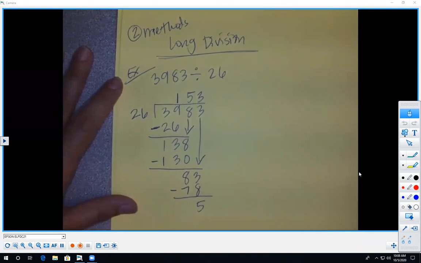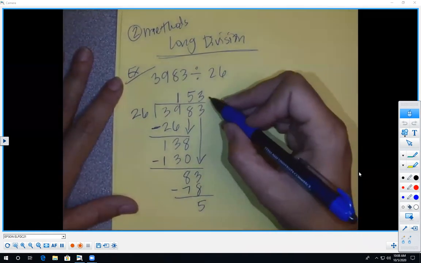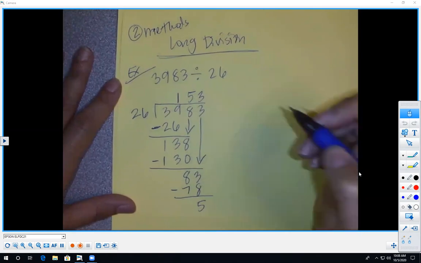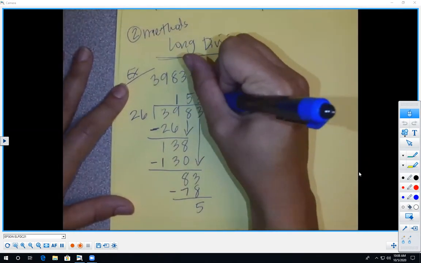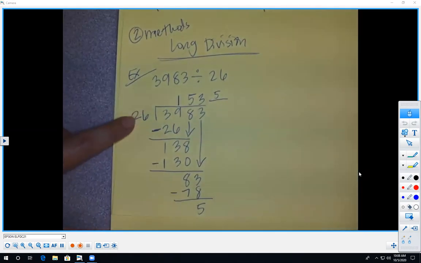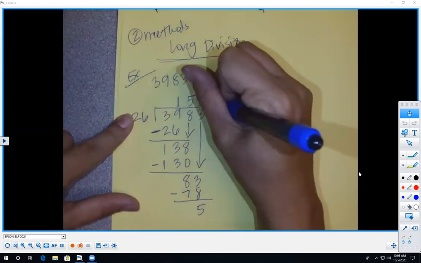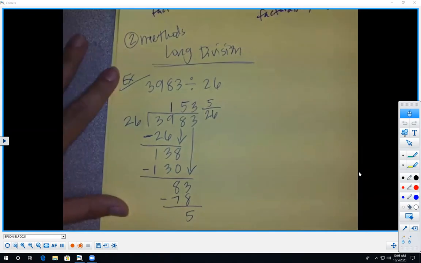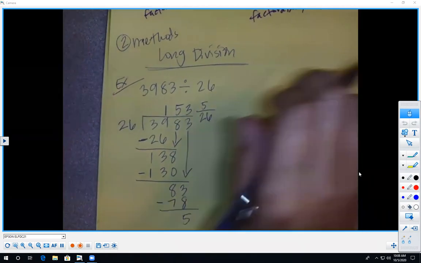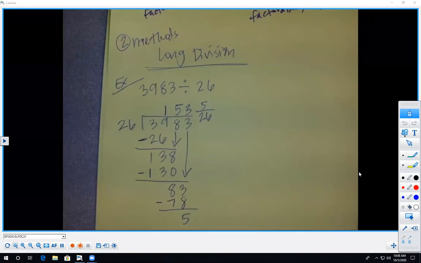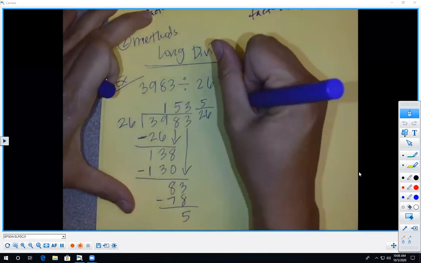So you could put your remainder a couple ways. You could say R5, which is how you first start learning how to do it. How do you do it as a fraction? 5 over 26. So this is 153 and 5/26. Okay, that's how you do long division with numbers.